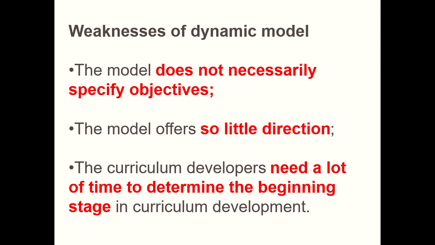Then the weakness is that the model does not necessarily specify objectives. So you may have a problem with the objectives because you can start anywhere. You don't necessarily specify objectives. And then the model offers so little direction. So if you're a novice, you can get confused. You wouldn't know where to start, unlike that of Taba, Tyler, Nicholls, Hilda, where you know where to start. This one, you may not know where to start.